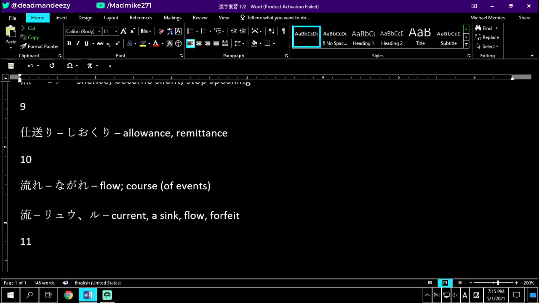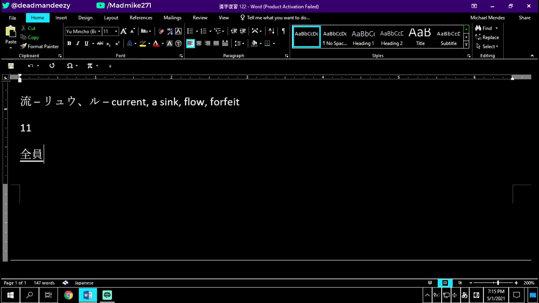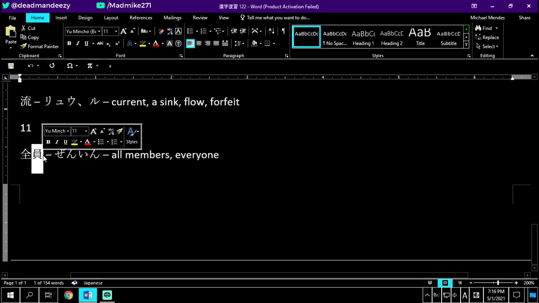Number 11. And we might need an extra space. Nope. This is Zen-in. Zen-in is all members. Everyone. On the left side, we have everything, and on the right side, we have employees, or people in this case, members. Zen-in is all members. Literal translation on this one, thank goodness. I get those seldom enough. Zen-in.